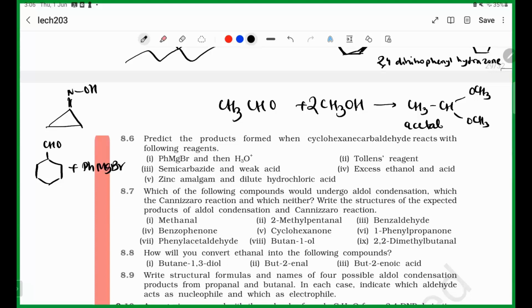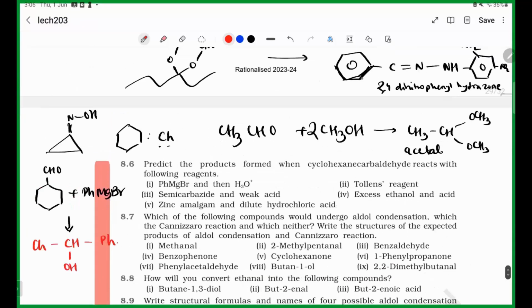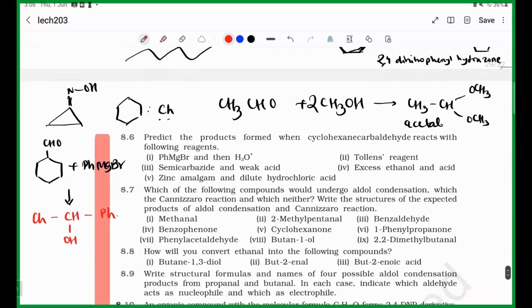You know that when carbonyl compounds react with the Grignard reagent, you get an alcohol, with an OH. So you have a cyclohexane ring. Let us denote the cyclohexane ring by C6H11, and the product is C6H11-CHOH-Ph. So there is a phenyl here, and that's the cyclohexane. Tollens reagent is a mild oxidizing agent, so the product will be the carboxylic acid.